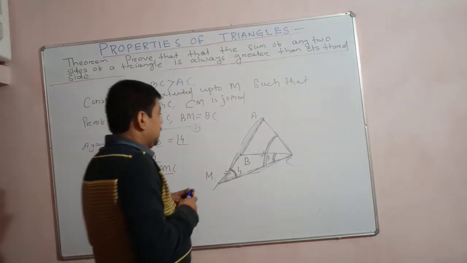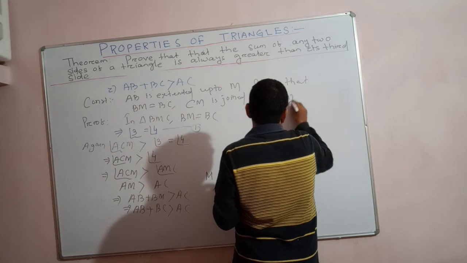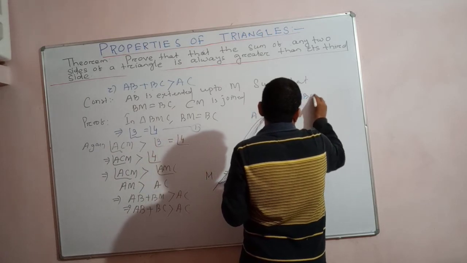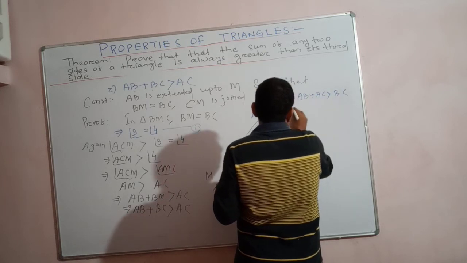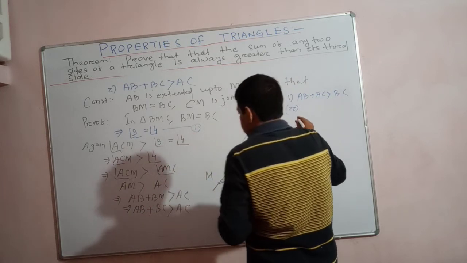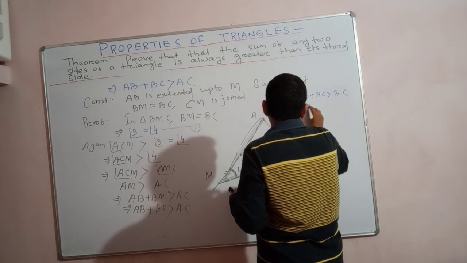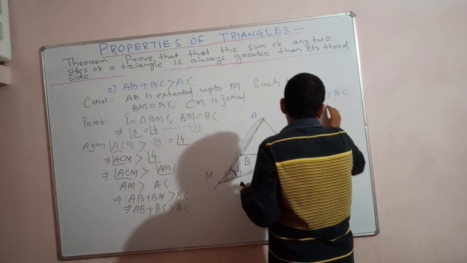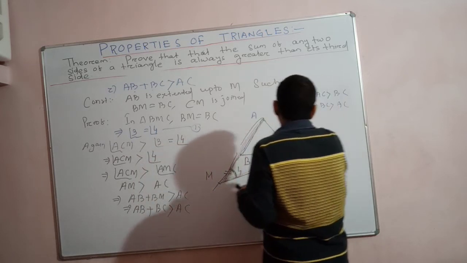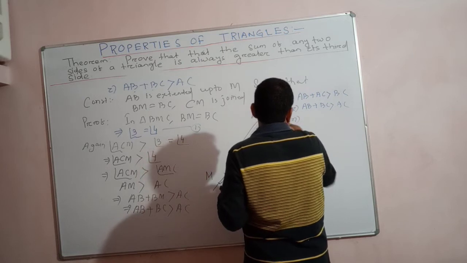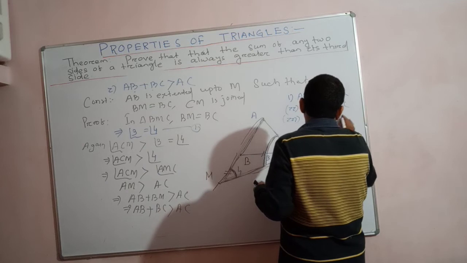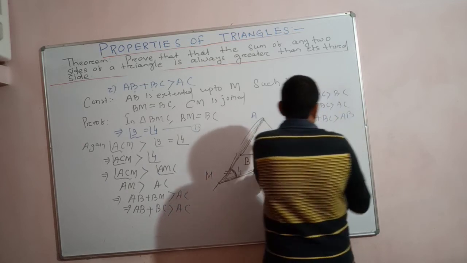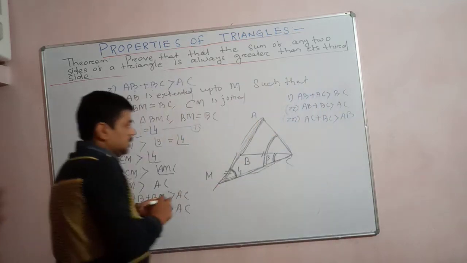Is it clear? So first point, what did you prove here? First point, you got AB plus AC is greater than BC. And the second bit, we already proved it: AB plus BC is greater than AC. And the third bit, we have to prove that AC plus BC is greater than AB. It means C is the common vertex.